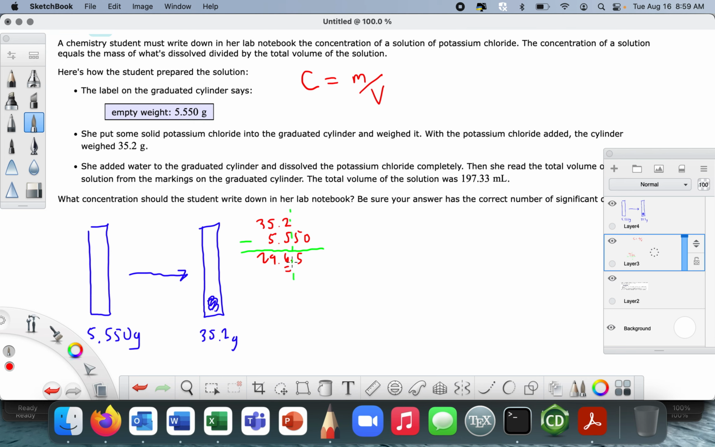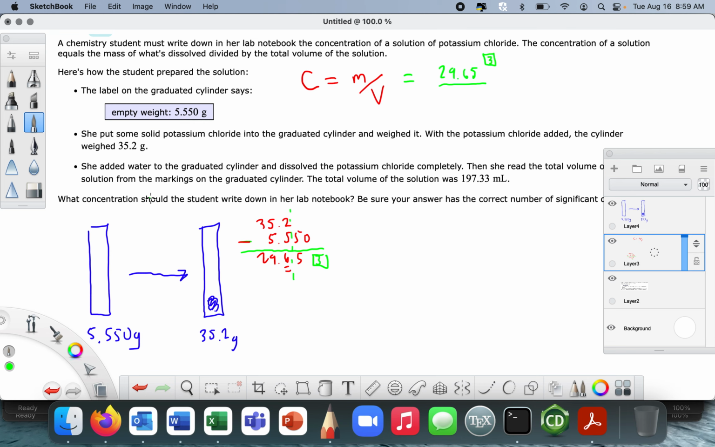I have 3 sig figs in this answer because of the rules of subtracting numbers with significant digits, okay? So this is 29.65, and I have 3 sig figs in it, and that's really easy to forget. I'll wager this is the most likely place where students are going to make a mistake, all right? So that's the mass of potassium chloride. 29.65, but it only has 3 sig figs in it.